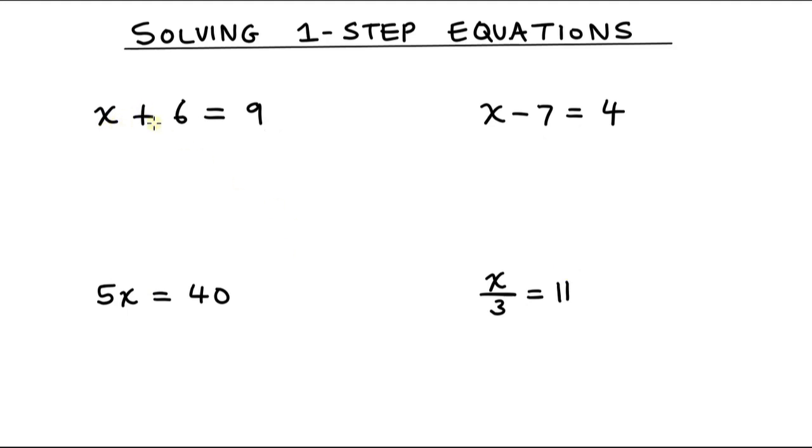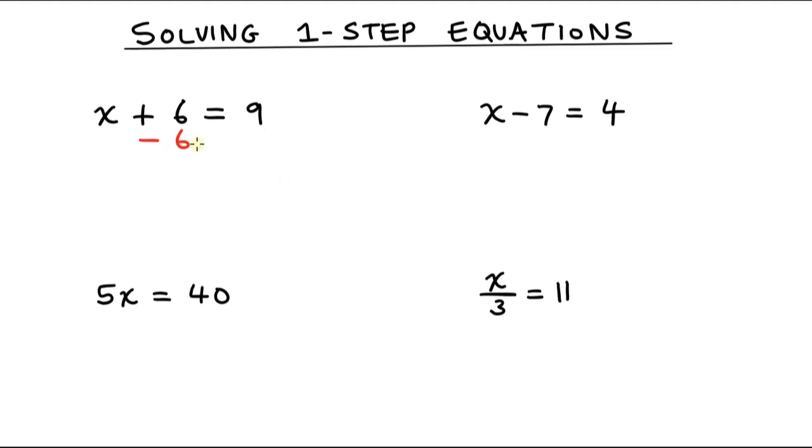So the first one, x plus 6 is equal to 9. We want to get x on its own. That's the ultimate aim, is to work out the value of x. Now at the moment you can see we're adding 6 to x. We want to get rid of that, so we always do the opposite operation. So instead of adding 6, we need to subtract 6.